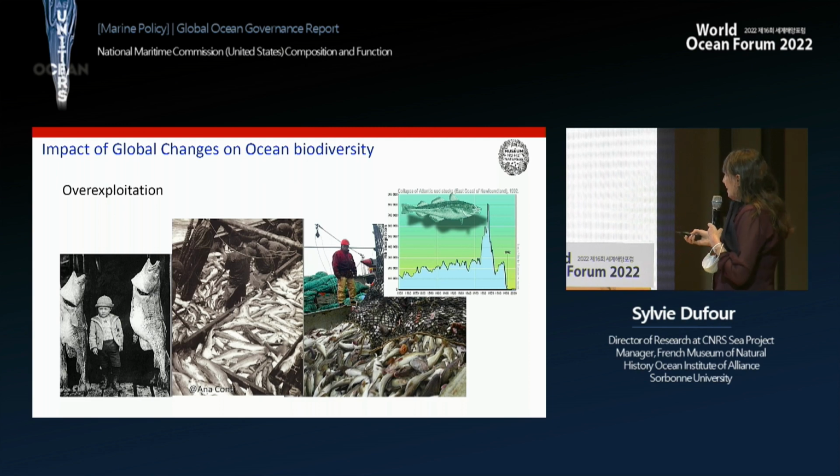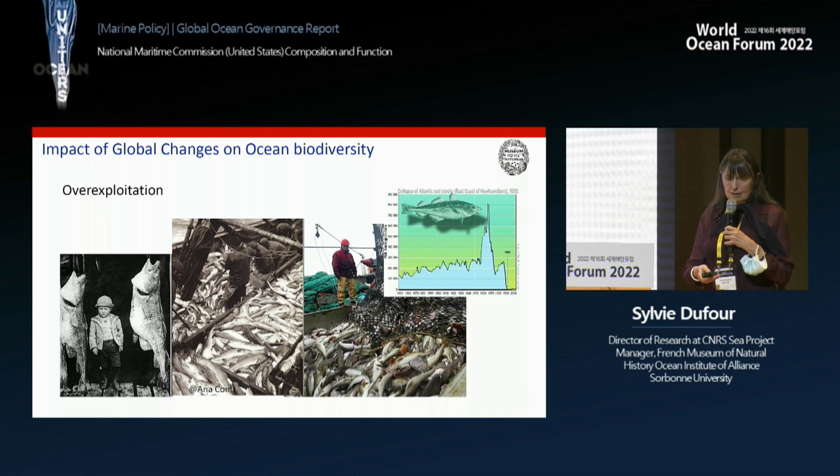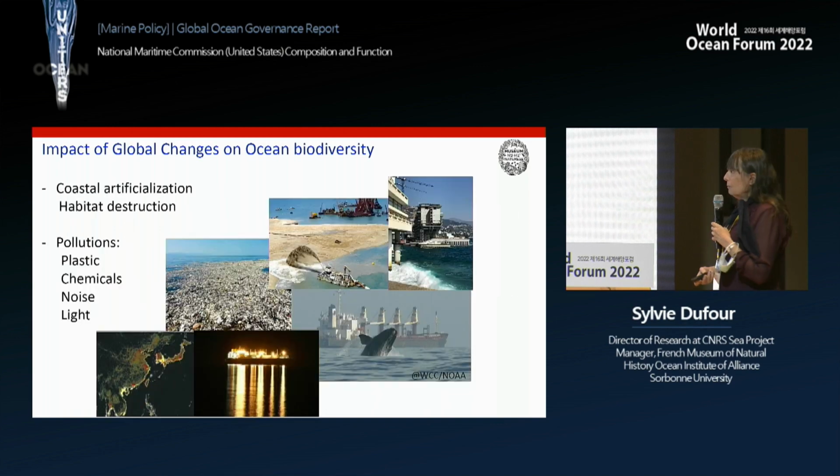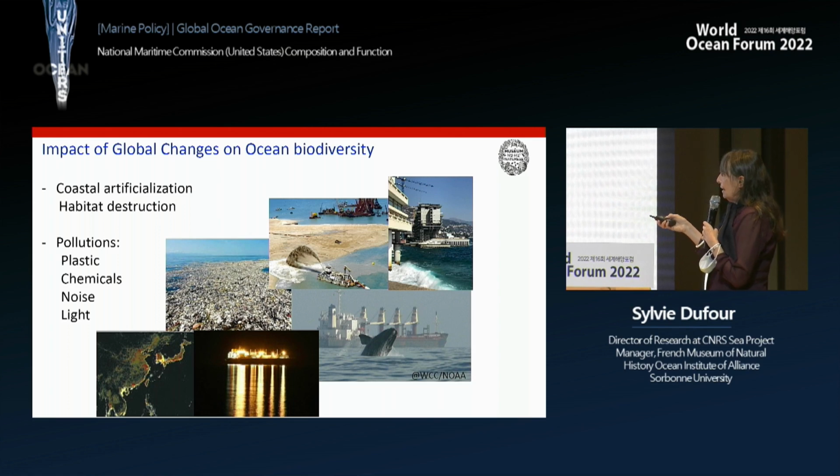And this dramatic situation has now led to the concept of an ecosystemic approach to the regulation of fisheries, in order to have sustainable fisheries taking into account the whole ecosystem. But the impact of human beings on marine diversity is, of course, not at all only fisheries. It is, and more currently, habitat destruction, coastal artificialization, and pollution.